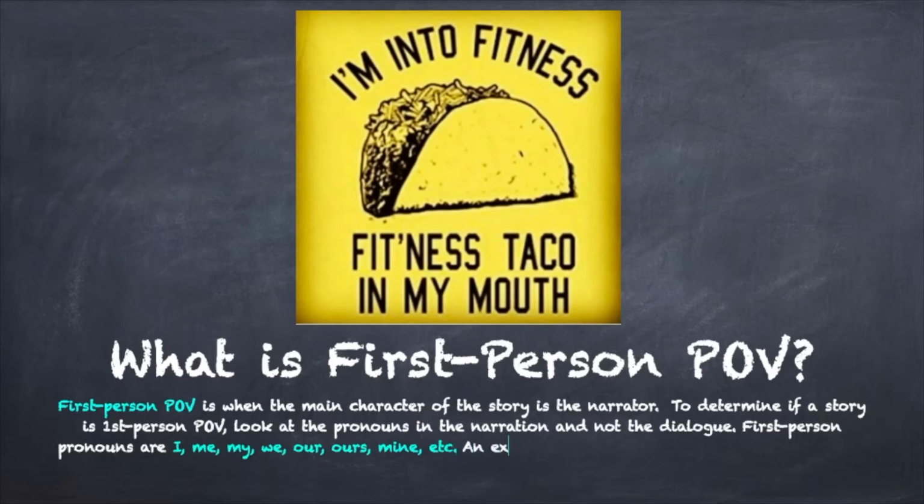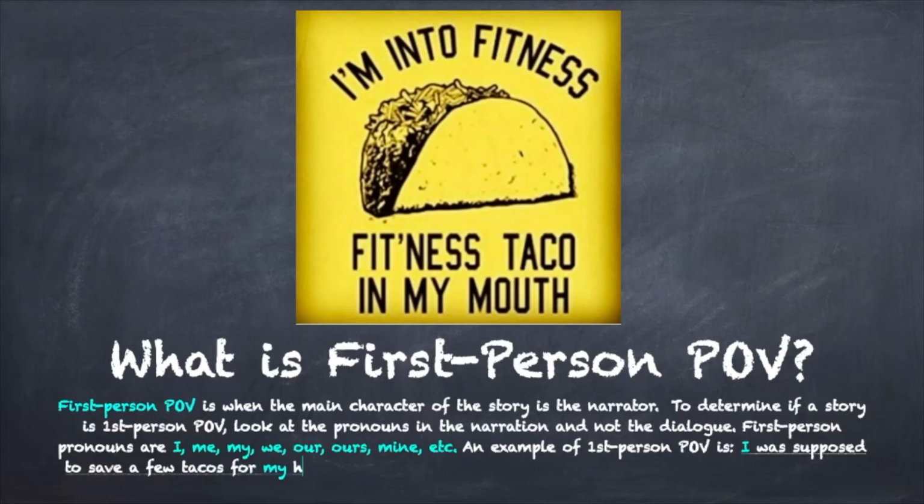In first person point of view, the pronouns that you will find in the narration are I, me, my, we, our, ours, mine, etc. An example of first person point of view is, I was supposed to save a few tacos for my husband, but they were too good. I am a taco addict. Taco addict!